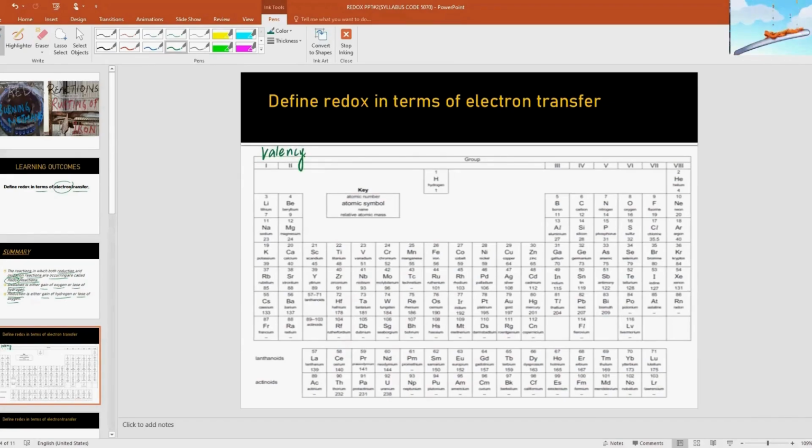This will help you in predicting the charges on the ions. We know that group 1 carries +1 charge. Group 2 +2. Group 3 +3. Group 4 +/-4. Group 5 -3. Group 6 -2. Group 7 -1. Group 8 does not carry any charge. We know that they have a complete valence shell, so they do not form any compounds either ionically or covalently.